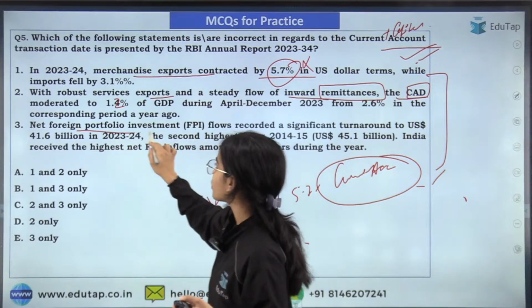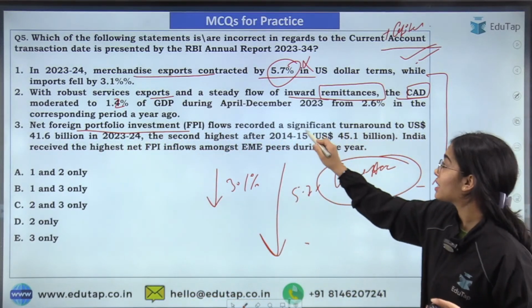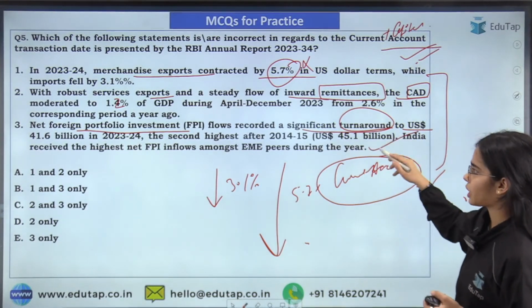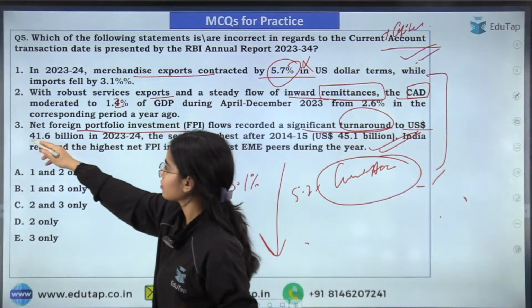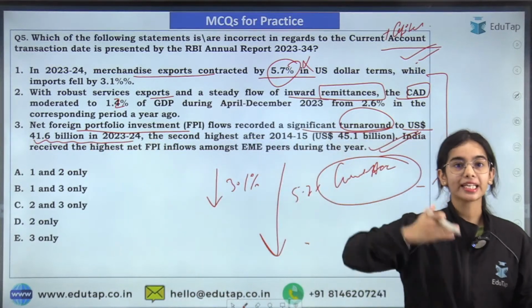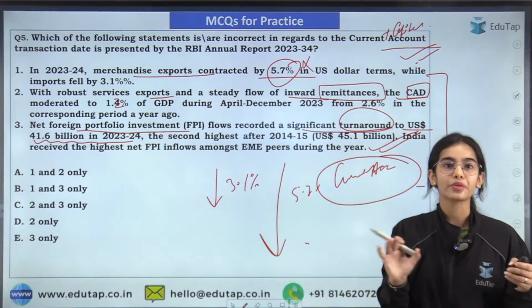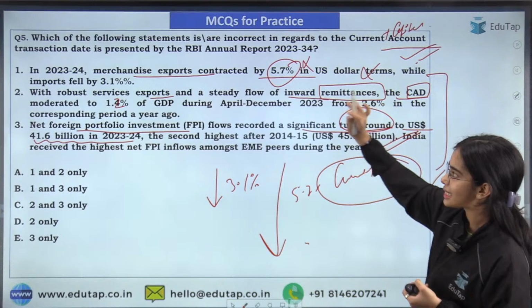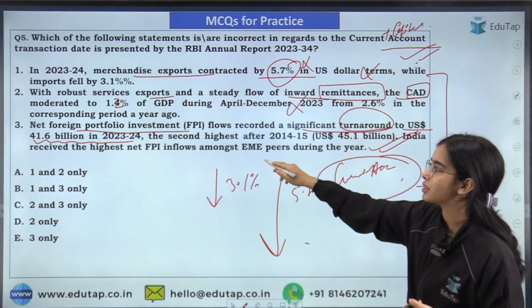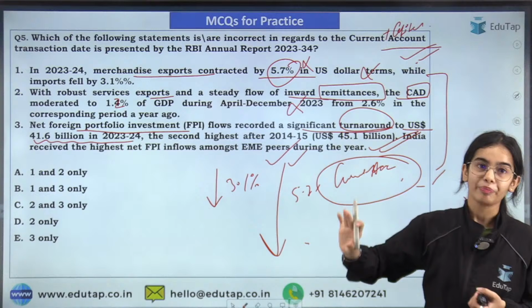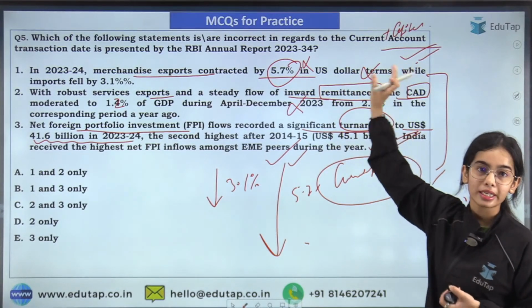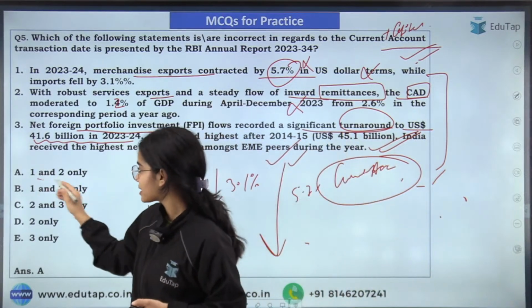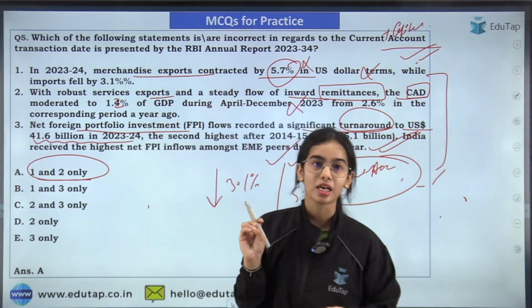Okay, net foreign portfolio investment flows recorded a significant turnaround to US dollar 41.6 billion. So this is correct. The FPI turnaround is quite high. The net FPI that is flowing into our country is quite high. So in regards to the current account and capital account, the first statement is wrong, the second statement is also wrong, only the third statement is correct. In the current account regards, the first and second statements both are incorrect. So here the right answer is A, because the first and second statements are not correct.